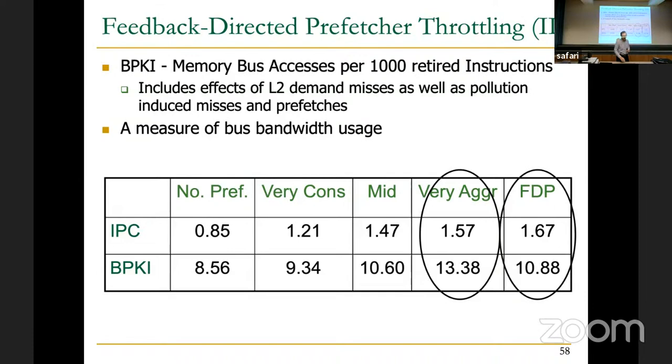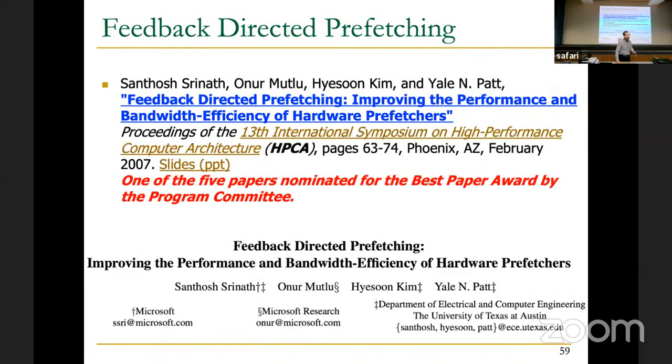But this sort of throttling mechanism is actually good for both performance as well as bandwidth consumption, as you can see. And you can see that no prefetching has some bandwidth consumption to begin with. So you can see the overhead of that very aggressive prefetcher. It's quite significant, right? Whereas FDP reduces that overhead quite significantly also. Okay, so you can read more about this.